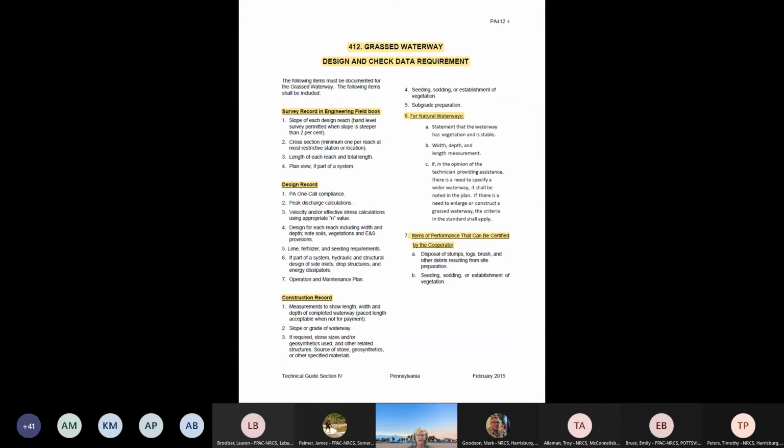And another great tool is, before I'm going to go survey and design, you pull out the design and check data for your practice that you're going to design. It gives you really good information, what you need to survey, what you need to document as a design record, the construction record, as-built, the slope, the width, the depth, the seeding, which seed was spread, the erosion control matting, what was used, stuff like that. So it's a really good sheet to print off, and I would just check off as you do each of these items.